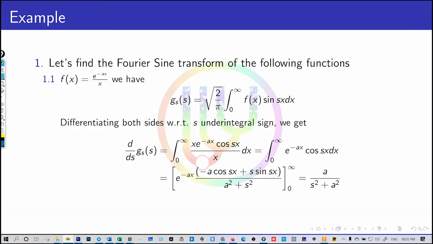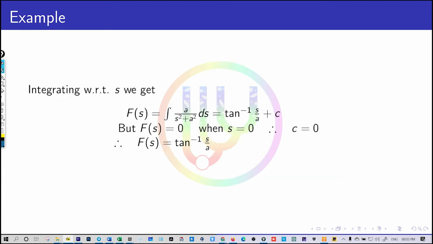Okay, so finally we will end up at dgs by ds is equal to a by s square plus a square. Integrating with respect to s, we get gs of s is equal to the integral of a by s square plus a square ds, which is equal to tan inverse s by a plus c. But gs of s is equal to 0 when s is equal to 0, therefore c is equal to 0. Finally, gs of s is equal to tan inverse s by a.